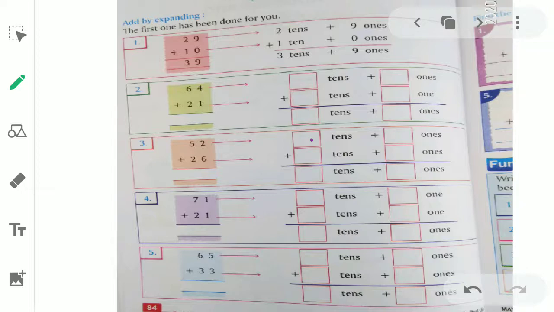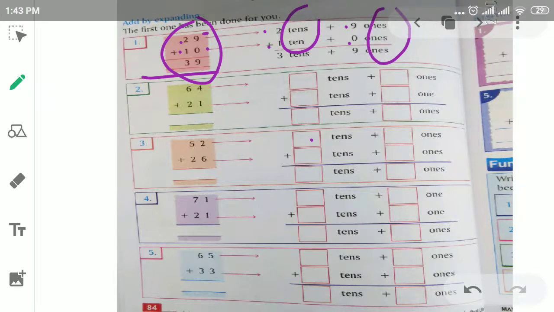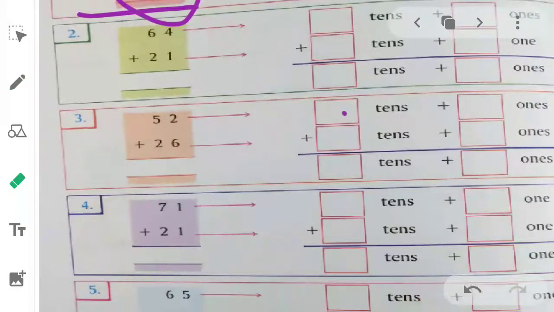So let us start with this kind of addition. Before I start, let me show you one example. Here we have 2 tens plus 9 ones, 1 ten and 0 ones. If you see in this sum, here we have 29 and 10. 9 and 0, they are given at the place of ones. 2 and 1, they are given at the place of tens. So here we have written 2 and 1 at the place of tens, 9 and 0 at the place of ones. Now let us start, and let me give you one example.